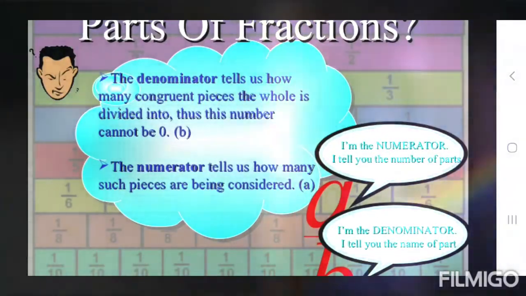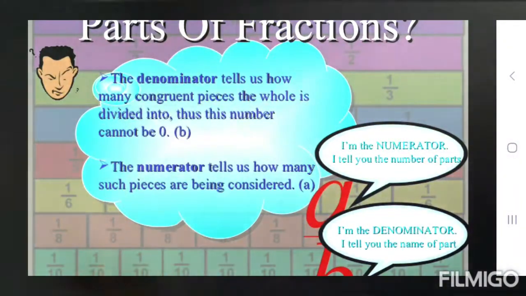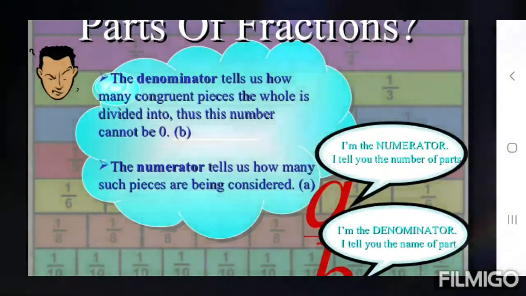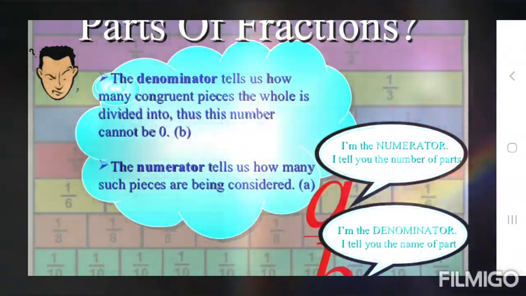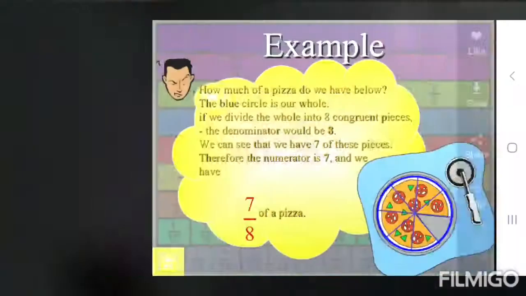This is a upon b. I am the numerator, I tell you the number of parts. What does the denominator say? I am the denominator, I tell you the name of the part. Numerator tells us the number of the part. Denominator tells us the name of the part.